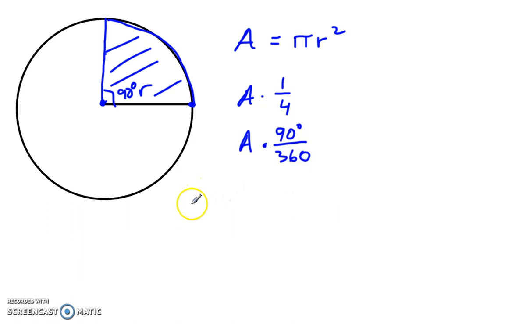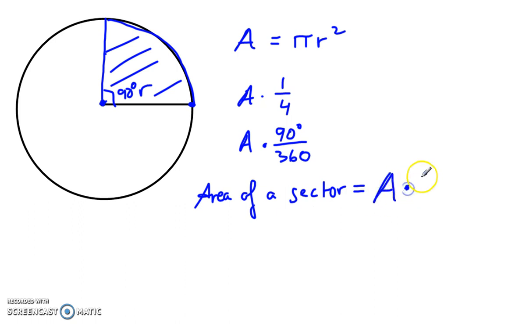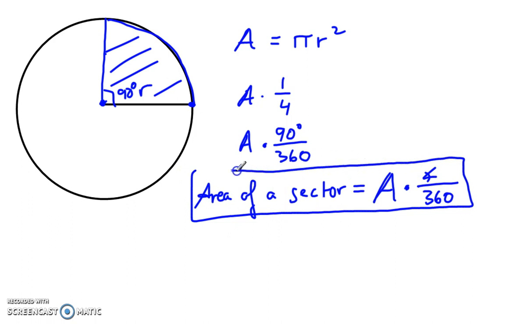So the area of a sector is the area of the circle times the central angle over 360. Alright, there we go. That's how you get the area of a sector.